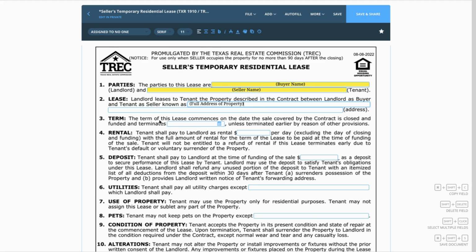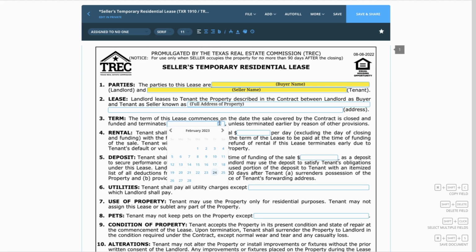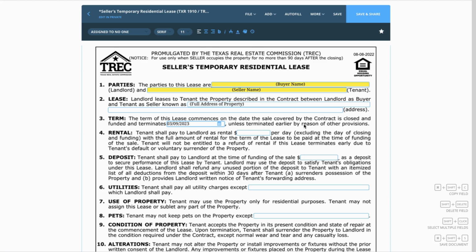Now, number 3, the term of this lease commences on the day the sale conveyed by the contract is closed. So this starts the day this is closed and funded, and terminates on, and you can put when this person is supposed to move out. Say, for example, we closed today and we gave her a week to get out. Whatever that time frame, you're going to put the actual day that they need to be out, unless terminated early by reasons of other provisions.